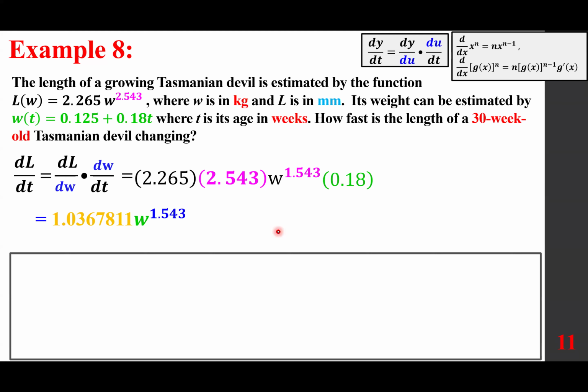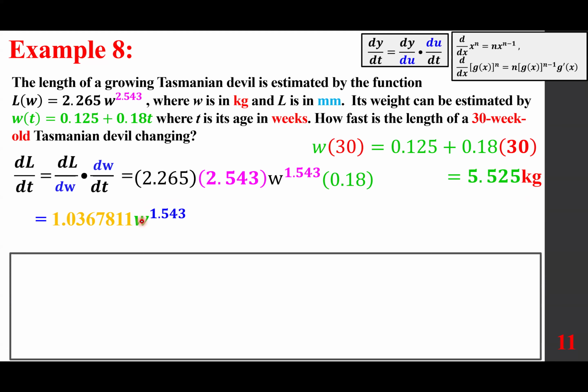So having said that, how fast is the length of a 30-week-old Tasmanian devil changing? If we happen to have the weight, we can do that. We have two choices. We can replace the weight with the function 0.125 plus 0.18t and replace the t with 30, or just plug it in here and find the weight. The weight is 0.125 plus 0.18 times 30, resulting in 5.525 kilograms.